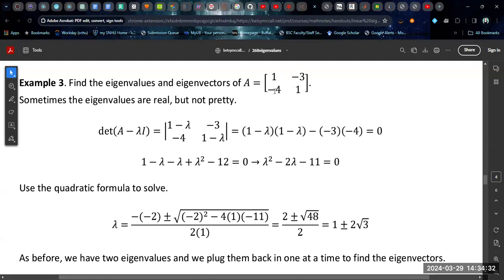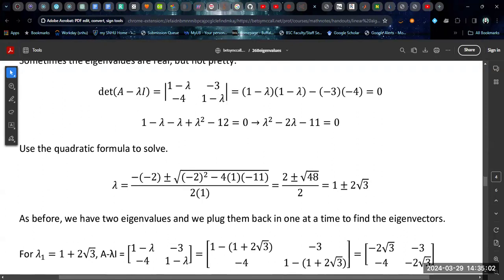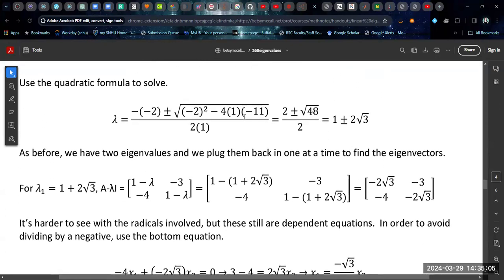Now, in this example, again, we're going to find our eigenvalues by subtracting lambda off our diagonal and then finding the determinant. So we get 1 minus lambda and 1 minus lambda, and then we have 3 minuses, so this is still a minus 12. And then we FOIL out our binomials, and we end up with lambda squared minus 2 lambda minus 11. I cannot think of any factors of 11 that have a difference of 2, and so we use the quadratic formula, and we end up with this expression with 1 plus and minus 2 square root of 3.